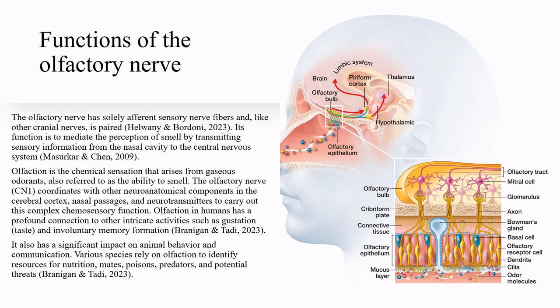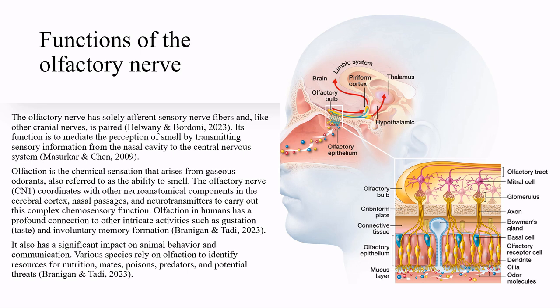The olfactory nerve has solely afferent sensory nerve fibers and, like other cranial nerves, is paired. Its function is to mediate the perception of smell by transmitting sensory information from the nasal cavity to the central nervous system. Olfaction is the chemical sensation that arises from gaseous odorants, also referred to as the ability to smell.